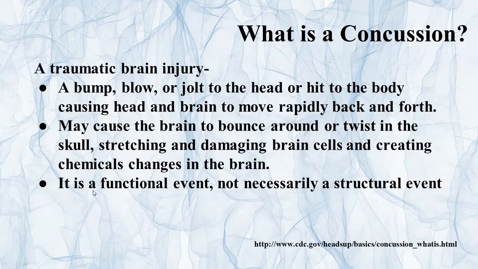What is a concussion? A concussion is a traumatic brain injury that's the result of a bump, blow, or jolt to the head or body, anything that causes the brain to jar back and forth, front to back, side to side. It causes the brain to bounce around and twist inside the skull, which stretches and damages the brain cells and creates chemical changes in the brain.